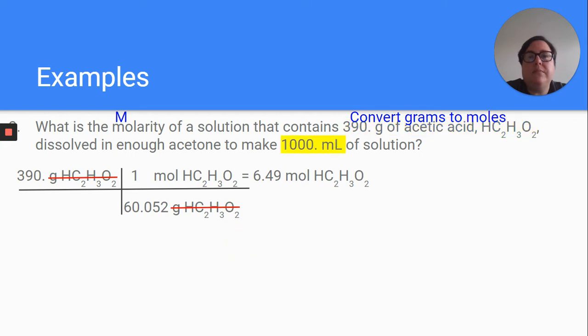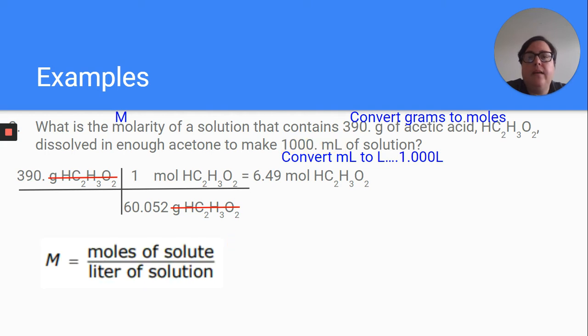Then we're given 1,000 milliliters. So we're going to use King Henry, died and usually drinking chocolate milk, to go from milliliters to liters. That's 3 places to the left, so we get 1 liter. Looking at page 3 of our reference table, we know that moles divided by liters gives us molarity, so we're just going to divide, and our molarity is 6.49. So you could write it as moles over liter, or you could say 6.49 molar.